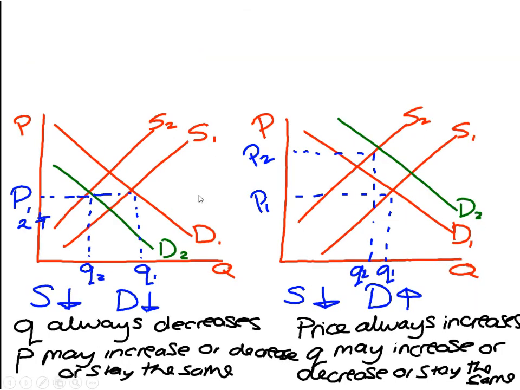Here are the other two diagrams. We've got supply decreasing and demand decreasing, and the quantity in this case is always going to decrease. But what happens to the price depends upon the relative size of those shifts. And here we've got supply decreasing but demand increasing, and here the price is always going to increase. But what happens to the quantity? I've got my equilibrium quantity falling, but that really depends upon the size of the shift. This increase in demand is actually smaller than the decrease in supply, which is why the equilibrium quantity has decreased in that instance.